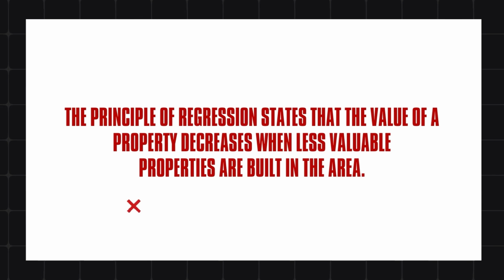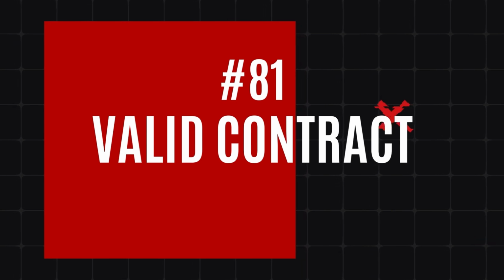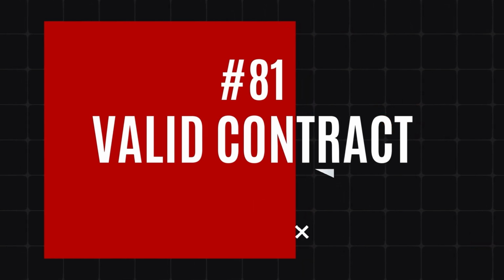The principle of regression posits that a property's value may decline when lower value developments are introduced in its surrounding area, reflecting the impact of neighborhood changes on real estate worth. Valid contract. Again, it's time to play Guess the Term.